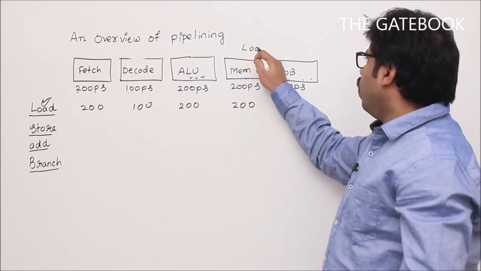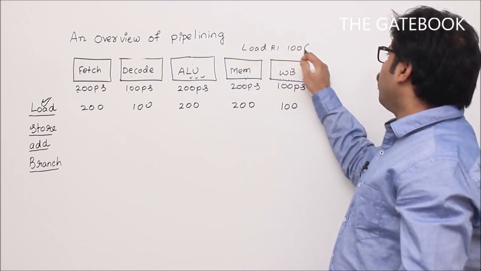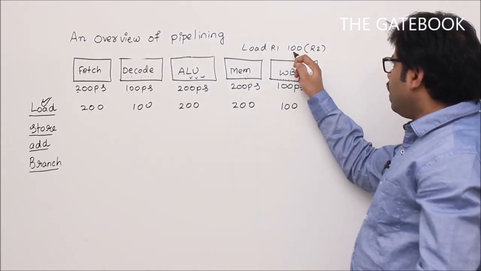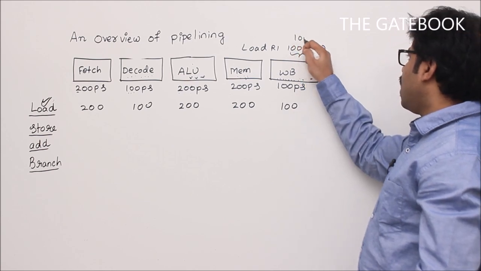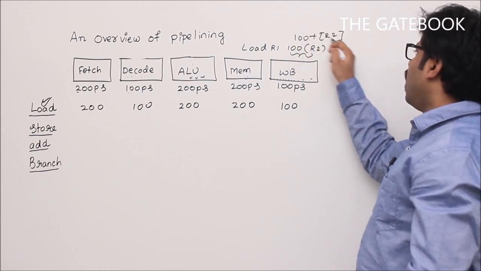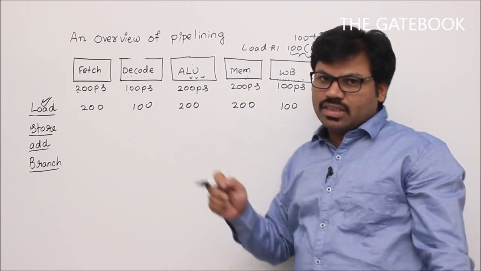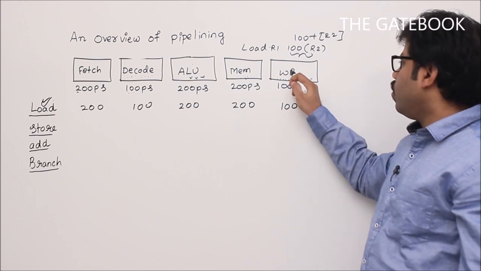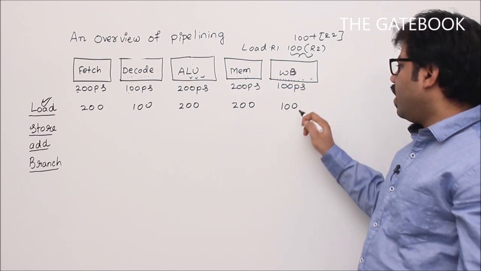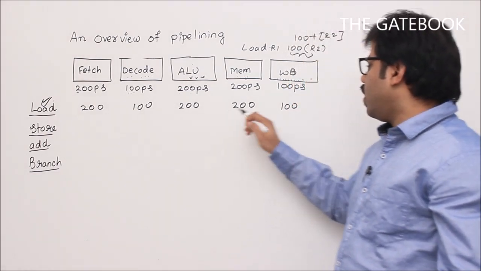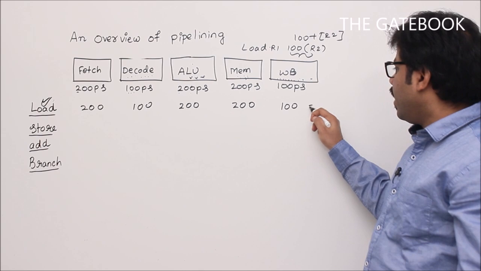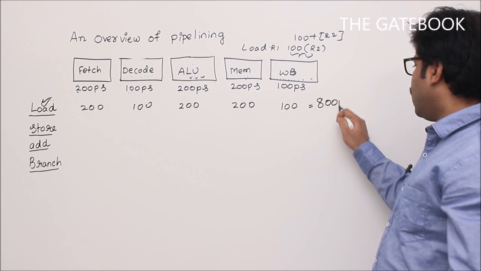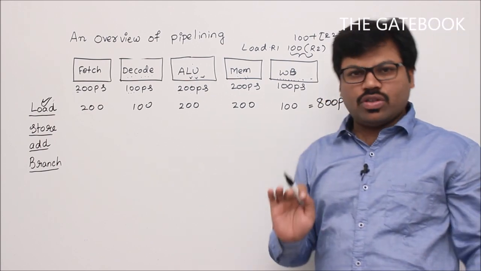Let's recall: Load R1, 100 of R2. Correct? Here, in the write back step, we will be writing the value located at 100 plus R2 into register R1. Register R1 is in the register file, so to write into it we have to use this write back stage. That means finally 200, 100, 200, 200, 100. So how much time will it take? Definitely 400, 500, 700, 800. So this load instruction typically requires at least 800 picoseconds, right?